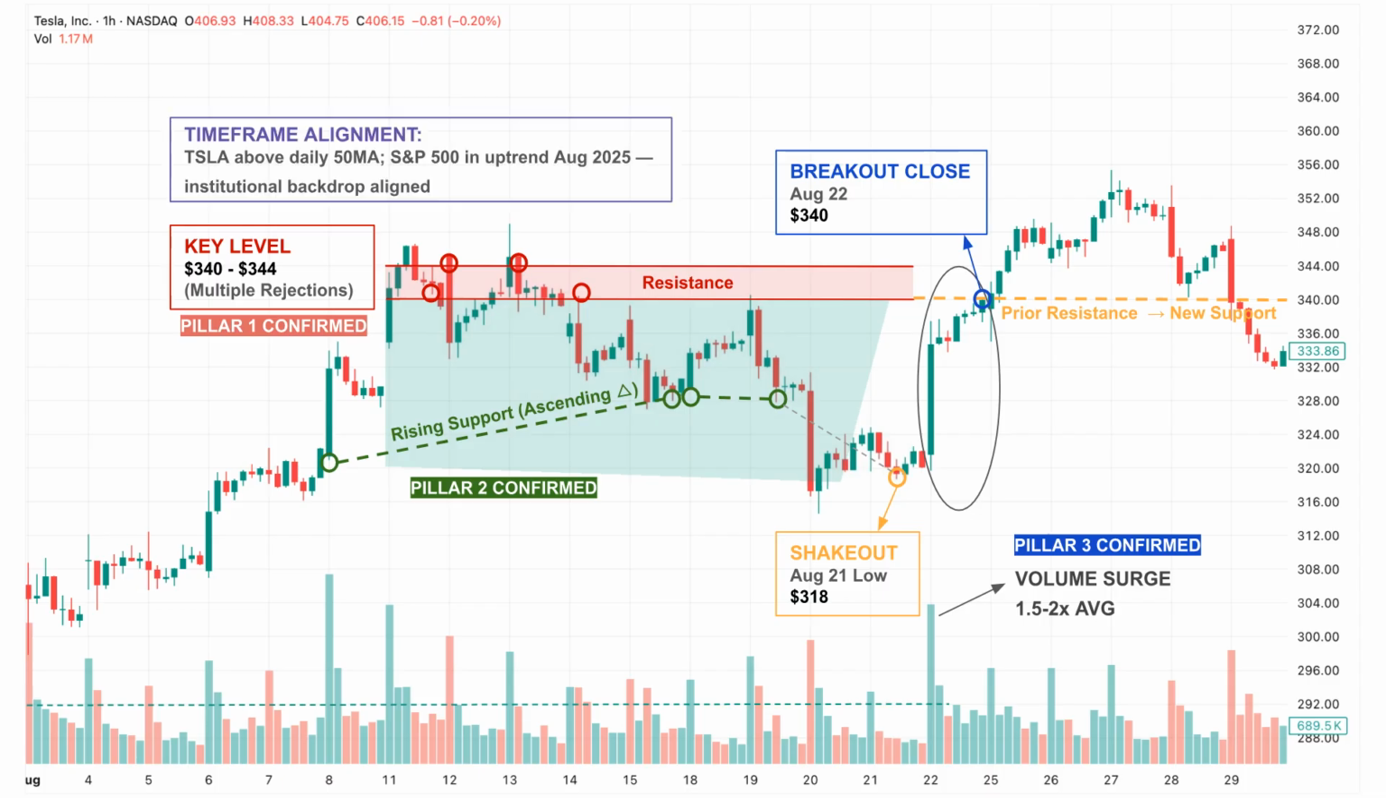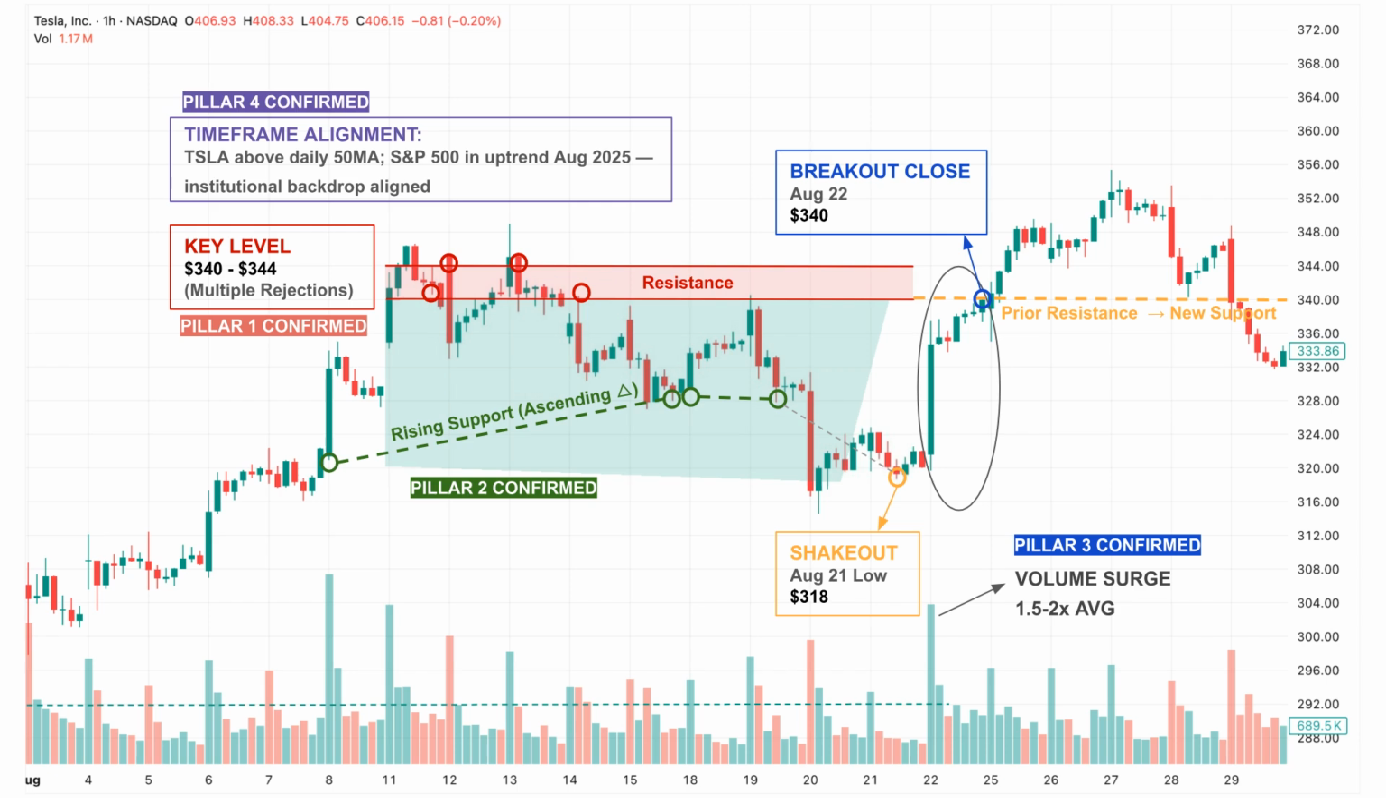Pillar 4, Time Frame Alignment. On the daily chart, Tesla is trading above its 50-day moving average through this period. The S&P 500 is in an established uptrend in August 2025. We are aligned with institutional timeframes, not fighting them. That alignment provides the structural support that sustains breakout moves.